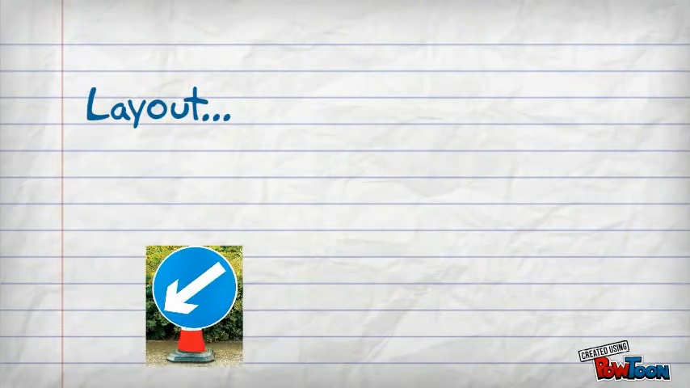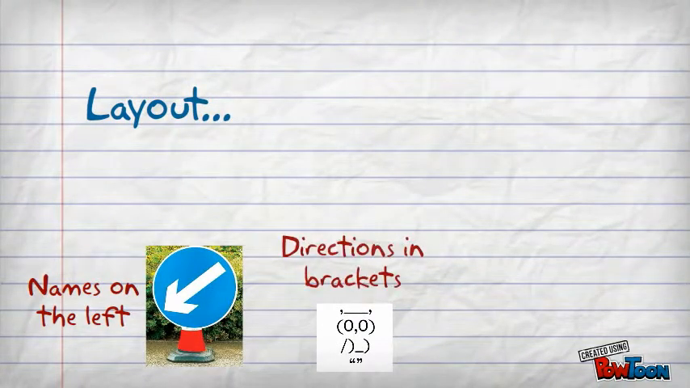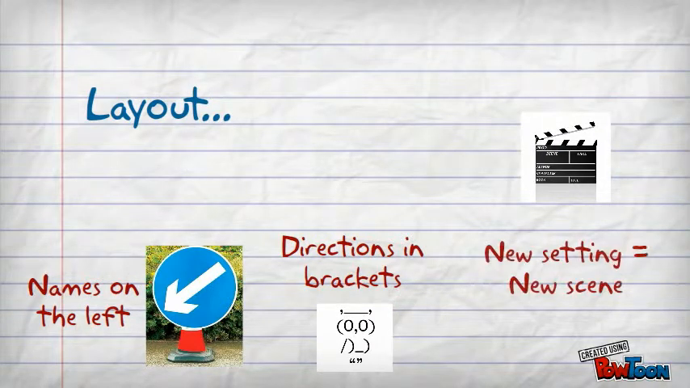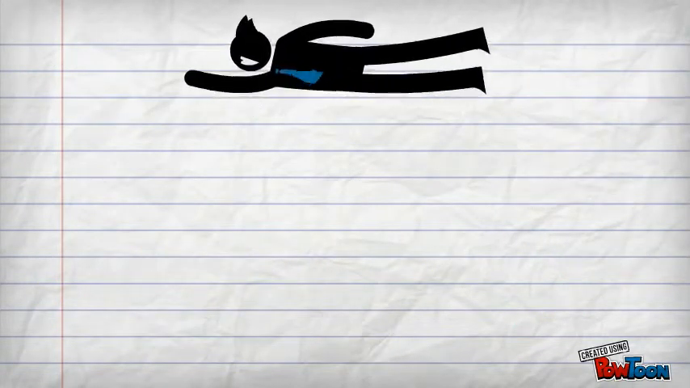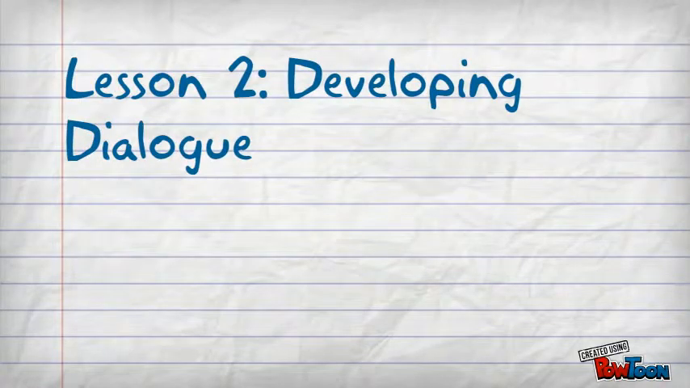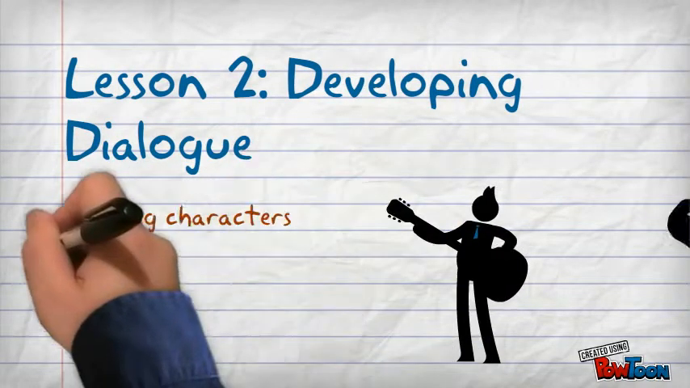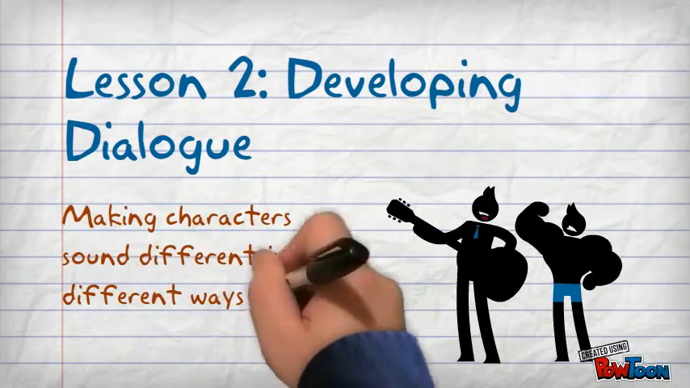Now, so far we've done layout. So to recap, we've got names on the left, directions in brackets, and a new scene needs a new setting. So bear all of these in mind when we're structuring what we write. Now, our new topic is going to be dialogue, or rather, developing dialogue. Making characters sound different in different ways.